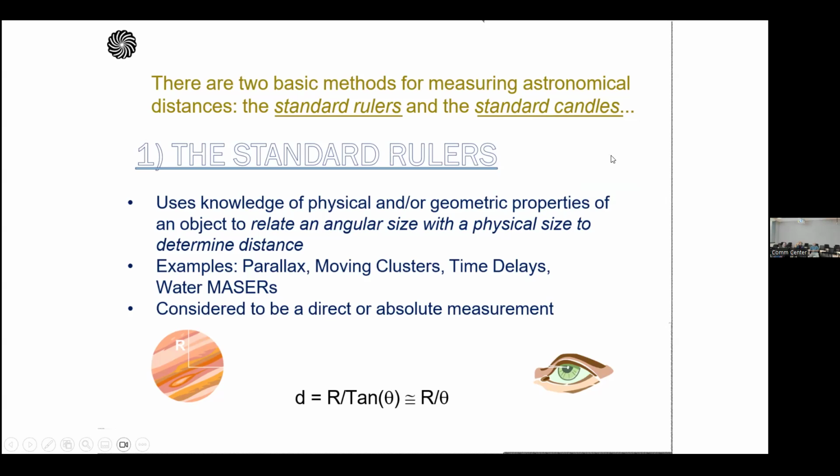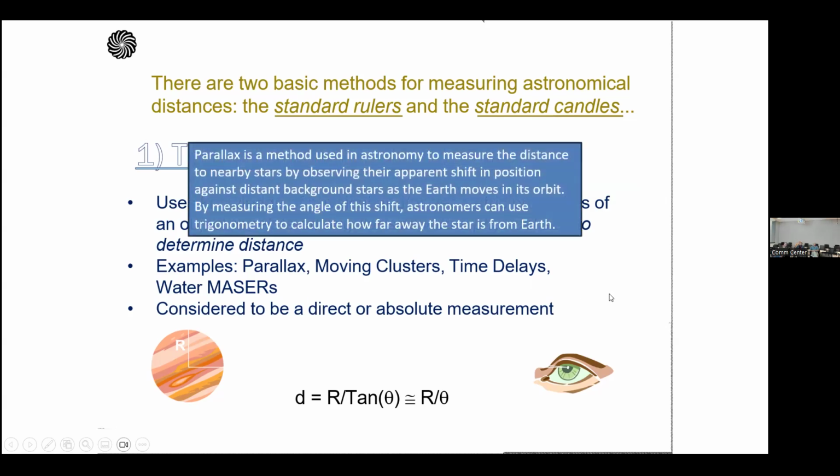We start with standard rulers, which are used to measure shorter distances: parallax, moving clusters, time delays, and water masers. So parallax, a lot of people are probably familiar with parallax. It's the apparent shift in position, six months apart. Parallax, the apparent shift in position against background stars as the Earth moves in its orbit.